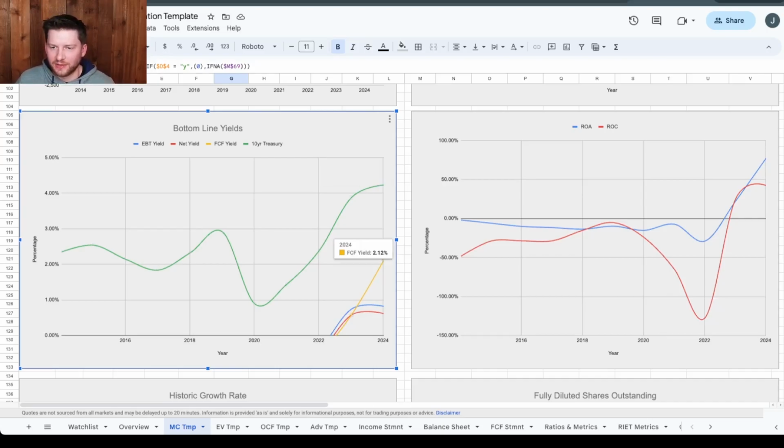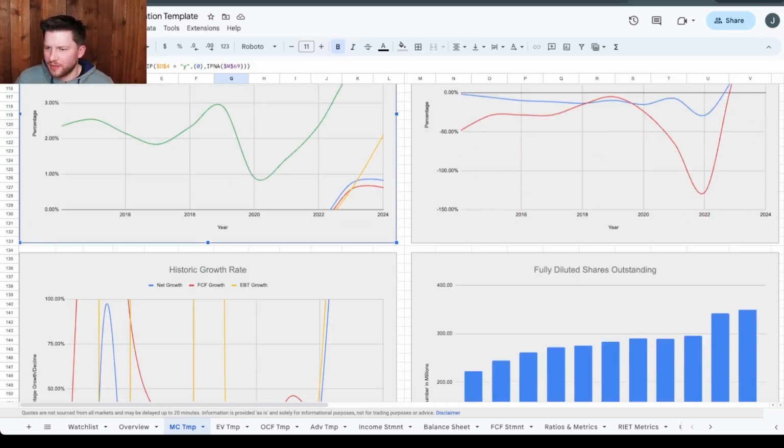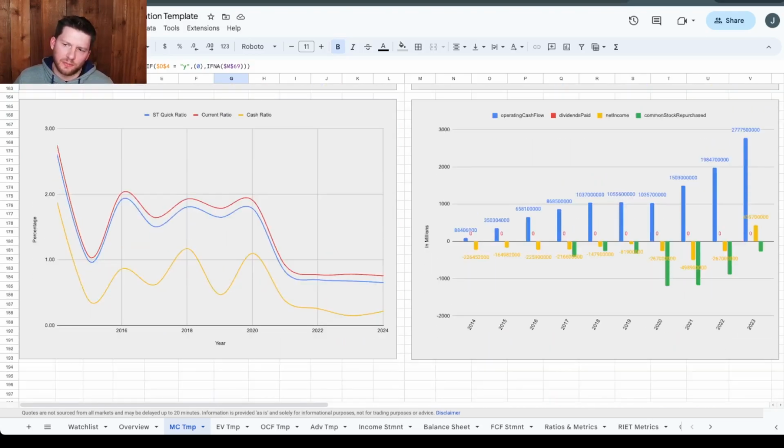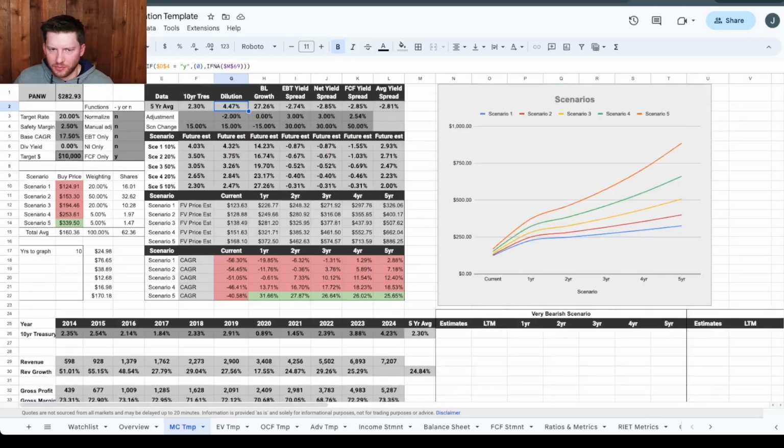So I think Fortinet was at a 4.2 free cash flow yield. Palo Alto was at a 2.12. And I believe Palo Alto was guiding for about 15% growth, something like that. So when we get into the valuation here, these are my assumptions. We're still doing the 20% target rate, just like we did in Fortinet. Margin of safety is 2.5%. Base CAGR is 17.5%, so we get to that 20% margin of safety. We're doing a free cash flow only analysis.